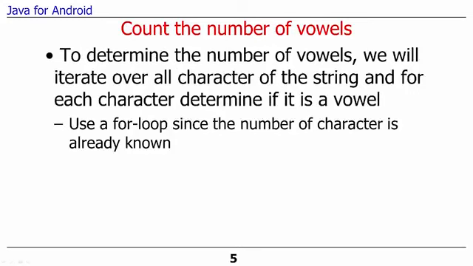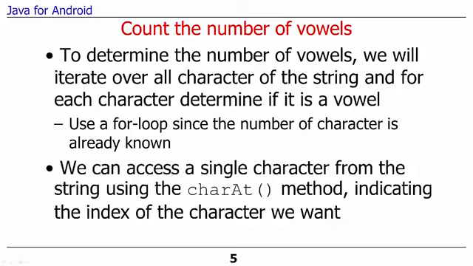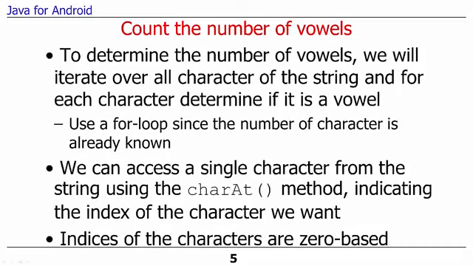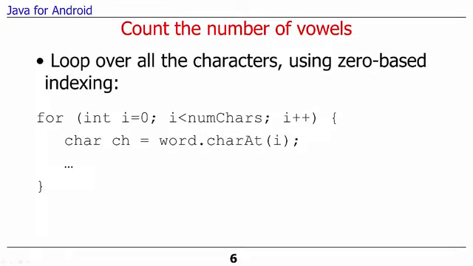To accomplish that, we will use a for loop to iterate over the characters of the word and access each character using the charAt method of the string class. Recall that characters in a string are accessed using zero-based indexing. Thus, the first character is at index 0, the second character is index 1, and the ith character is at index i-1. So we write a for loop whose loop counter variable starts at 0 and is incremented by 1 each iteration, and which stops when it reaches the length of the string.